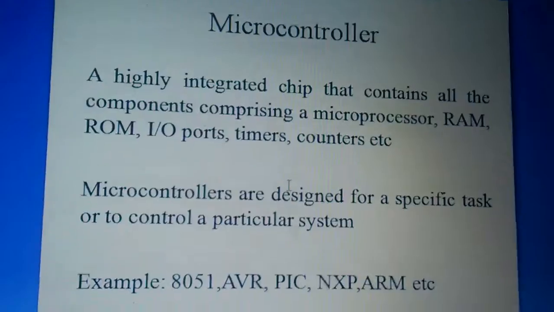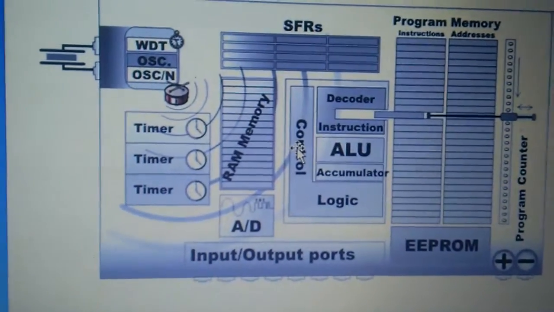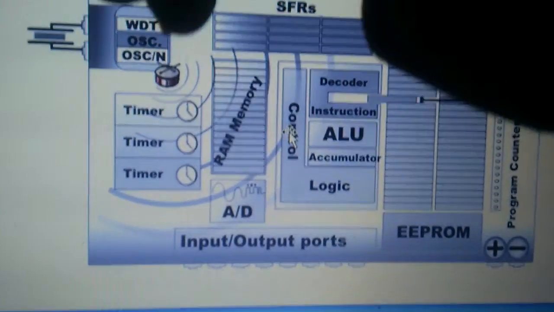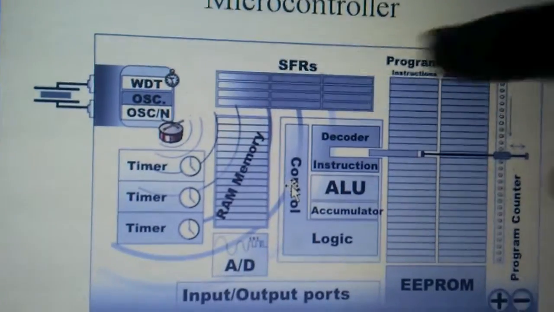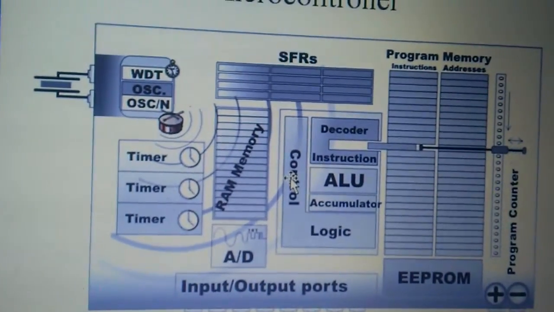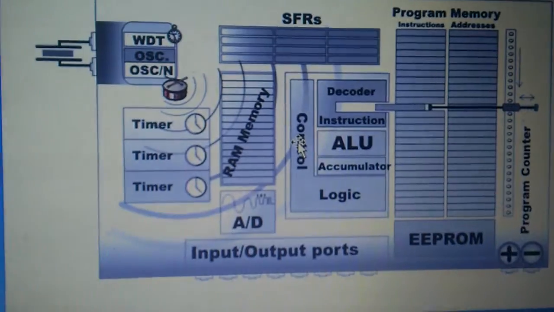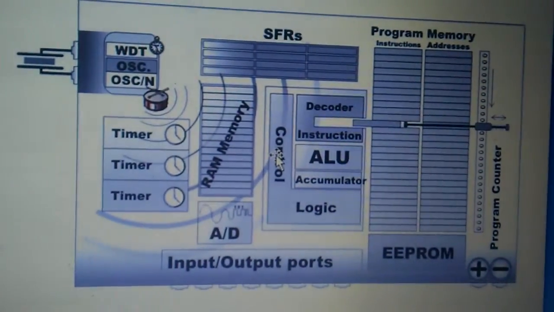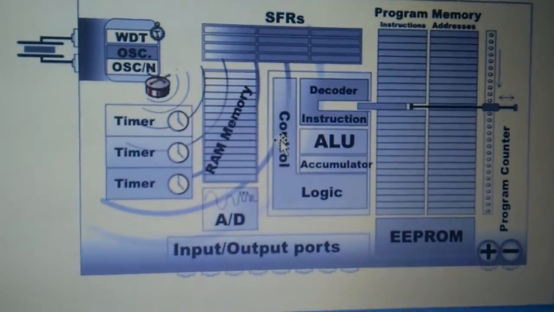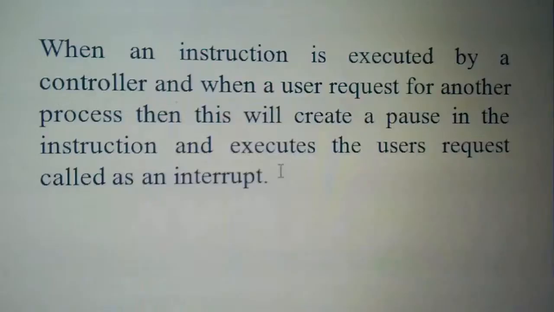Okay, so now this is the basic block diagram of a microcontroller. It has an oscillator, then we have timer, register, special function registers, SFR being nothing but special function registers, RAM, memory, analog to digital converter, input output ports, ALU. The program counter and stack pointer are not mentioned here. We have all these things inside a microcontroller.